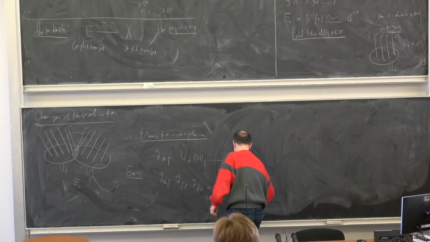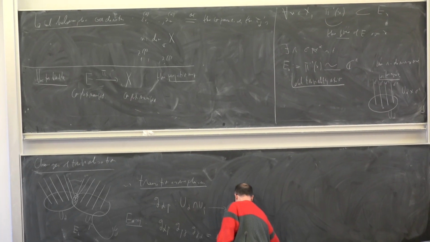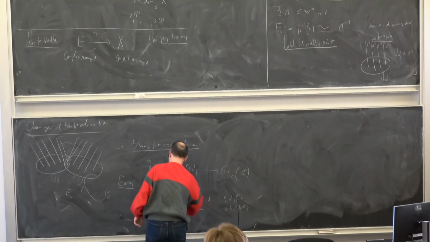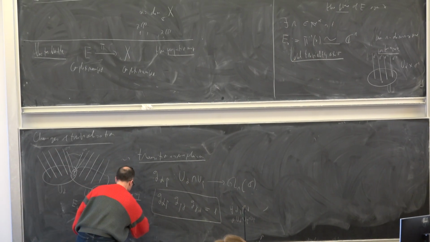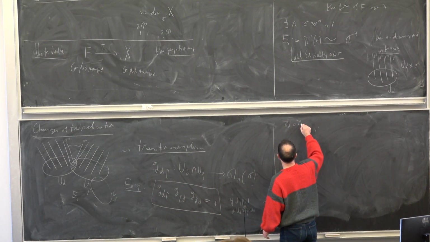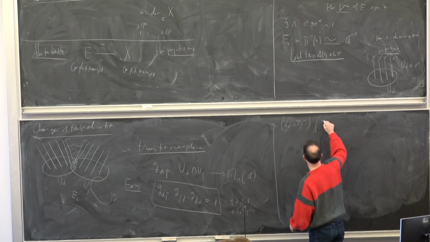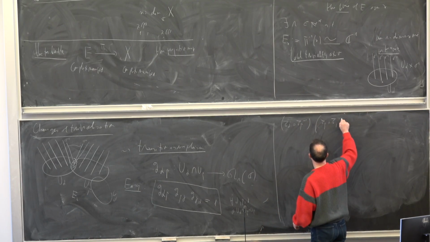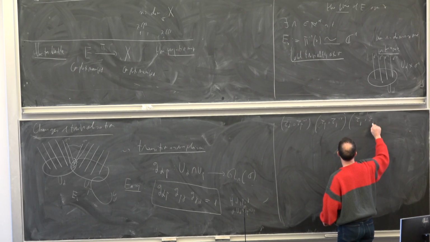For every alpha, beta, gamma, on the overlap U alpha intersect U beta intersect U gamma. So this is called the cocycle condition. It is easy to see because g alpha beta roughly is given by tau alpha around tau beta minus 1, as we've seen upstairs, and then g beta gamma is given by tau beta around tau gamma minus 1, and g gamma alpha is given by tau gamma around tau alpha minus 1. And as you see, there are simplifications.